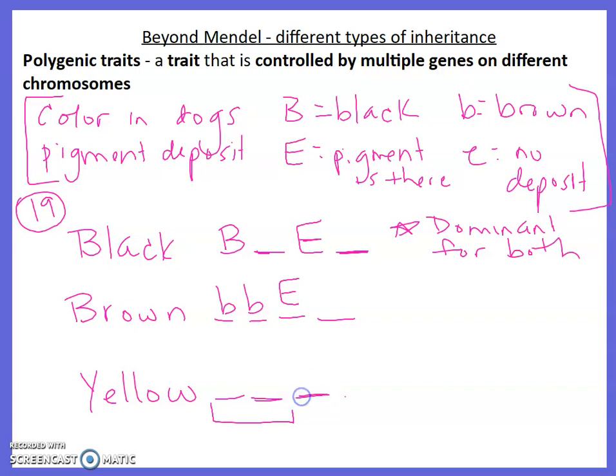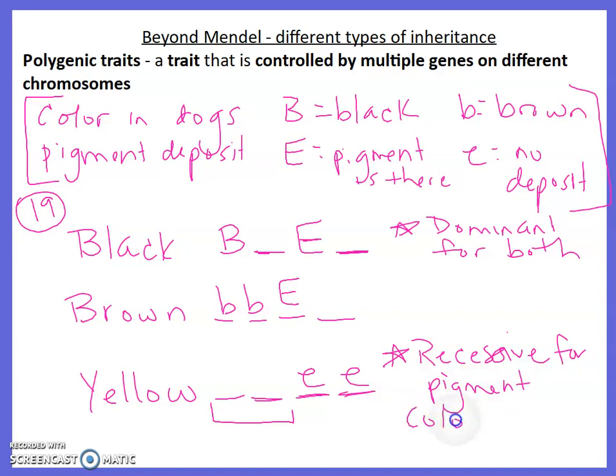The only thing that matters is that this has to be recessive. So it's recessive for the depositing of pigment, which means that it doesn't matter what the color is. So the color doesn't matter, and it can be anything. Whenever we're looking at polygenic inheritance and polygenic traits, it's just the interaction between those two genes to see what the phenotype is that is produced.